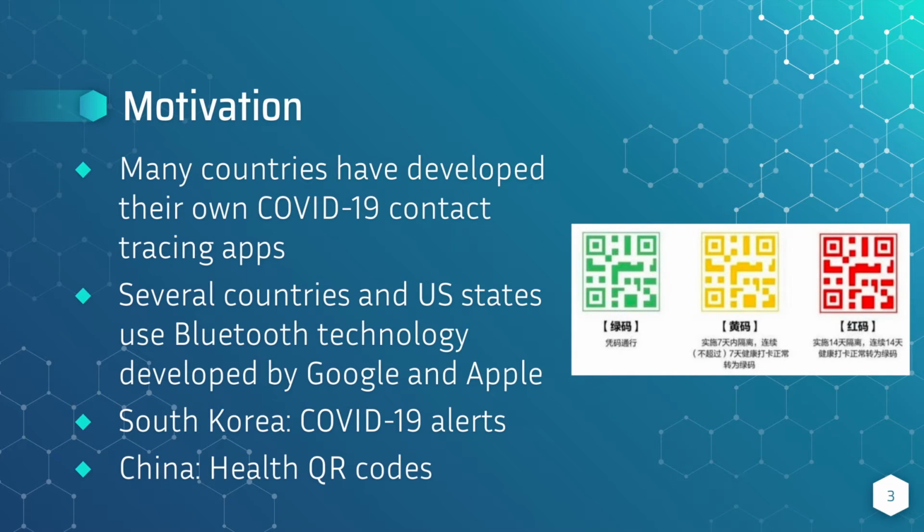Other countries have implemented other types of contact tracing apps. For example, South Korea uses a system that broadcasts alerts about where and when exposure may have occurred. China, on the other hand, uses a QR code system that assigns everyone a unique QR code and requires people to scan the QR code when entering public places. The QR codes are also different colors, indicating whether a person is at risk for coronavirus or not, as you can see in the picture on the right.